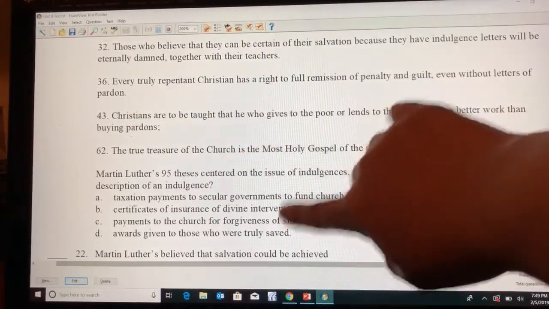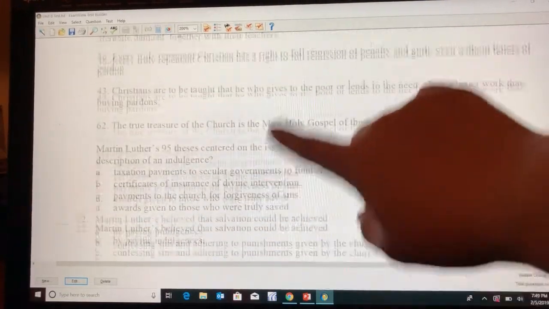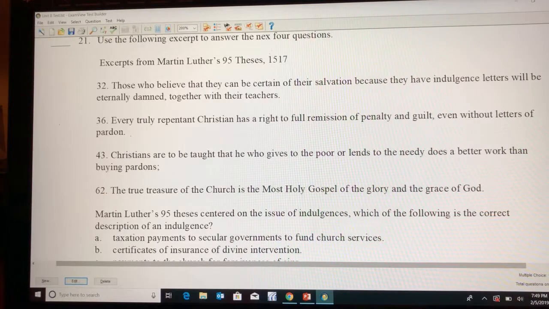I'm going to move on to the next one, which deals with this. Actually, let's read the document. It's an excerpt from Martin Luther's 95 Theses. He says, those who believe that they can be certain of salvation because they have indulgence letters will be eternally damned together with their teachers. So if you buy an indulgence and you think you're going to be saved, you're not. You and your teacher are going to be damned, okay? We are going to hell.